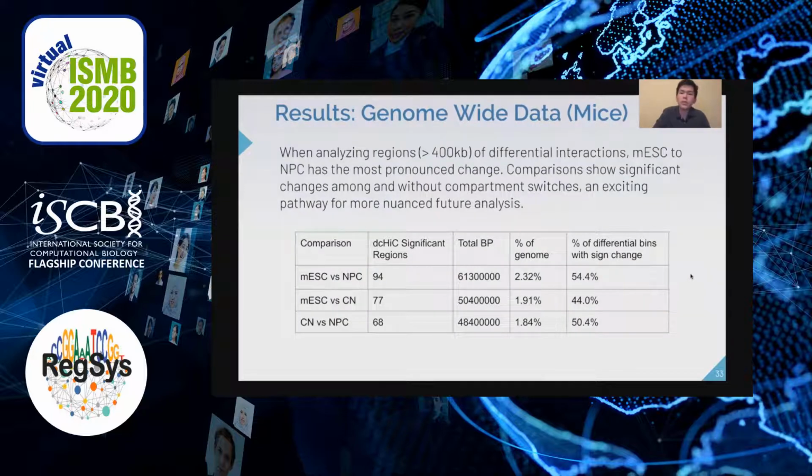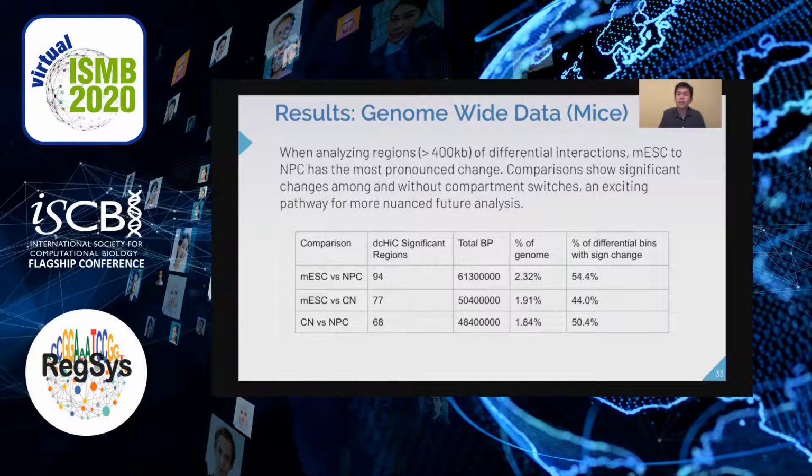Okay, so in terms of genome-wide data, we can see that when analyzing regions of greater than 400 kilobase pairs, the change from embryonic stem cells to neural progenitors is the most pronounced, both in terms of the total number of significant regions called, as well as the number of base pairs they encompass. Another interesting thing that we see is that significant differential interactions occur both in areas of compartment switches and in areas without compartment switches, which provides an exciting pathway for future analysis.